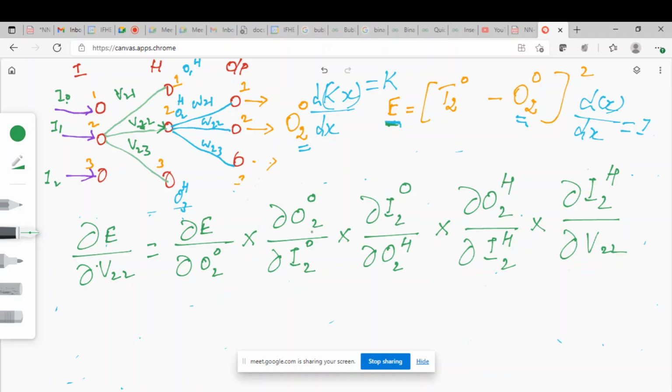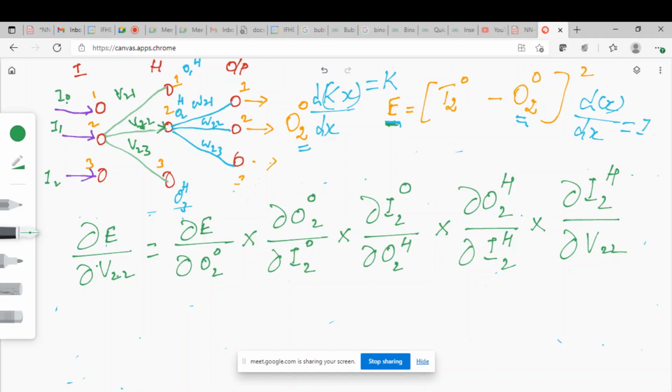Is it clear? So this equation, if you solve, you will be able to understand that if only this weight is changed, then how much the error will change, that we can see. So if you can write a program for this, then we can apply different values for this error and we can see what will be the output.